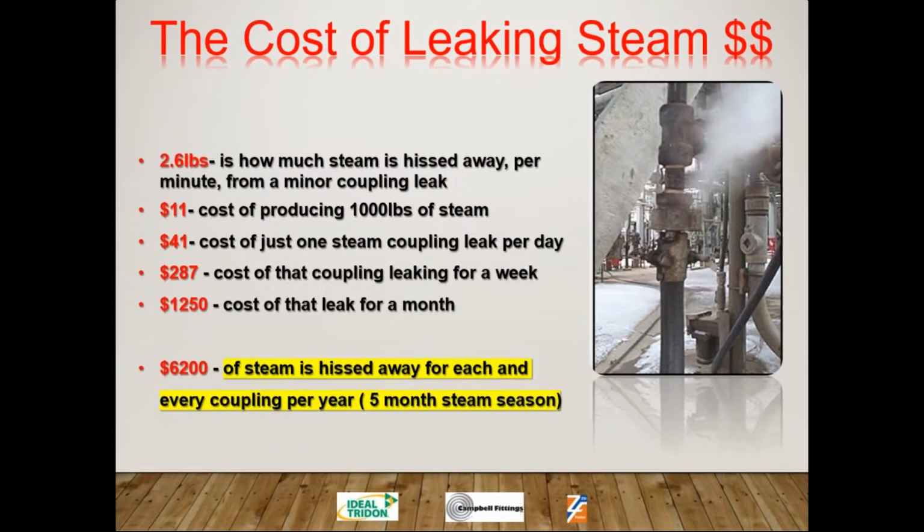And this is one of the huge factors in steam. It costs a lot of money when you lose steam. You've got 2.6 pounds of steam hissed away per minute. That's $11 for 1,000 pounds of steam. $41 for 1 day. That's $287 the cost of that coupling leaking for a week. That's paid for your steam hose right there. $1,250 for the month, and at a typical 5-month steam season, that's $6,200 each end is losing. So whether it's the maintenance guy or purchasing, there's a story to tell here.